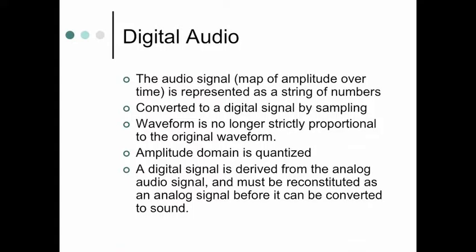In digital recording, the amplitude domain is quantized, meaning that there are discrete levels of voltage that it'll allow it to be at, or that it'll read it at and conform it to. The digital signal is derived from the analog signal and must be reconstituted as an analog signal before it can be reconverted back to sound. Let's go through a few little terms and then I'll get more detailed about how that process of coding it works.